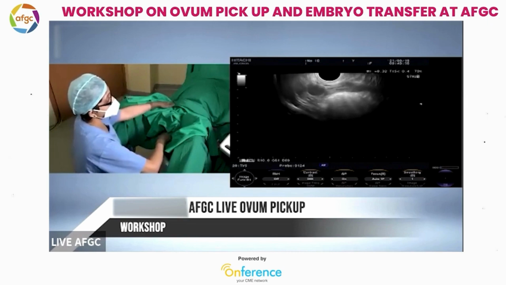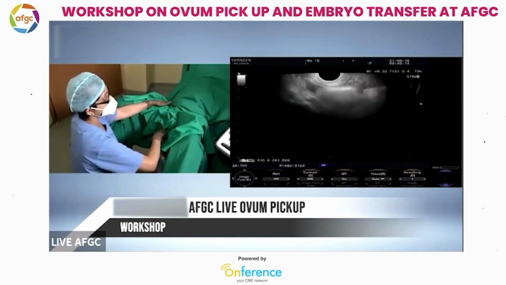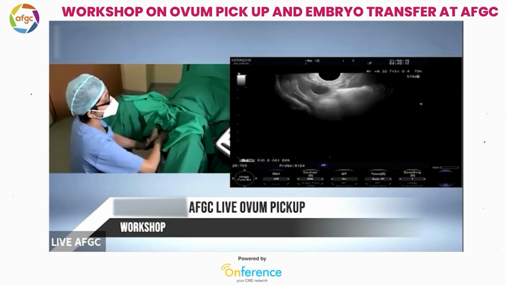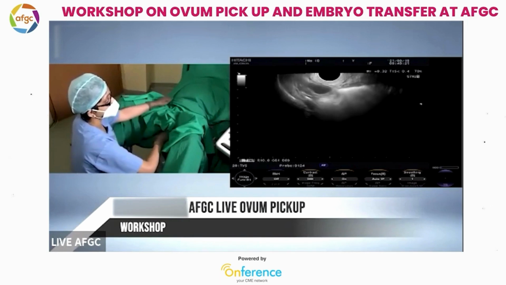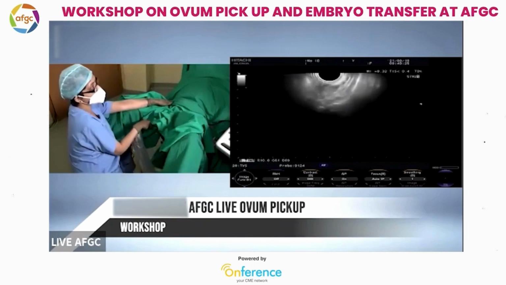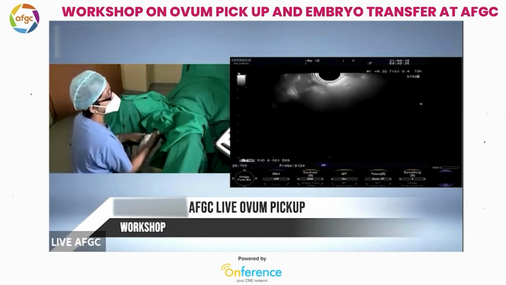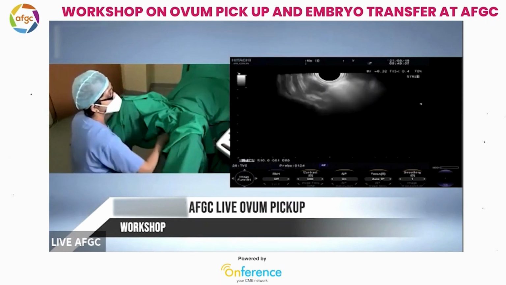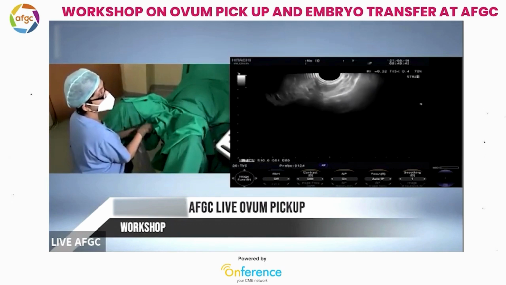So, this is the patient's right, and we see the, but your probe is to the patient's left. This is one dominant follicle and this is the other. As you can see, now if we look at measuring, this is the dominant follicle.